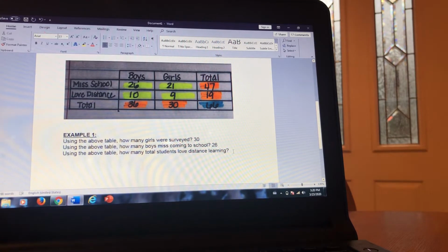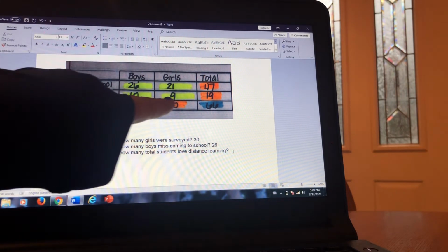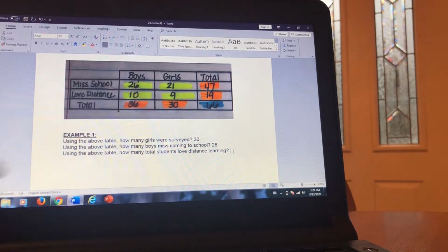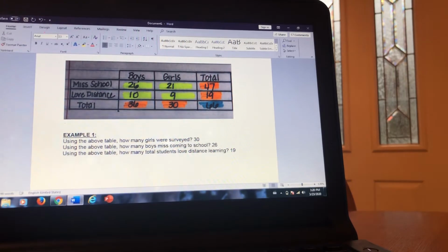And for the third one, let's see what it says. Using the above table, how many total students love distance learning? So it's not giving us a gender this time. It just says total students. And it says how many love distance learning. So I'm going to go to love distance learning, and I'm going to go to total, and it says 19. So I know that my answer there is going to be 19. So that's kind of reading the table for example 1.